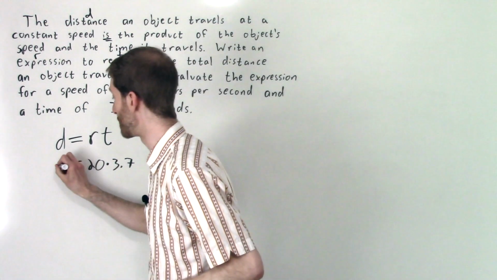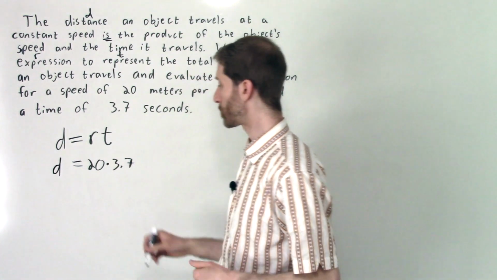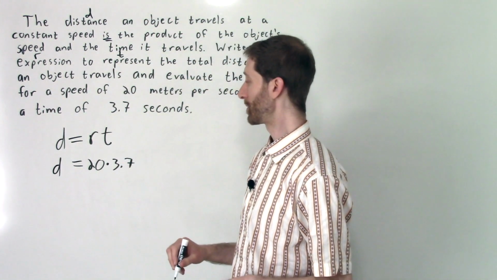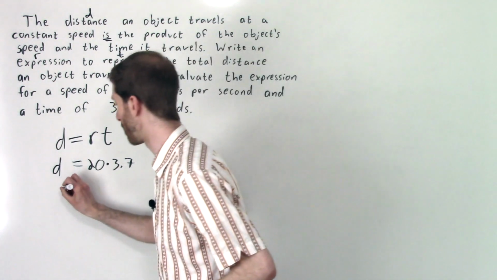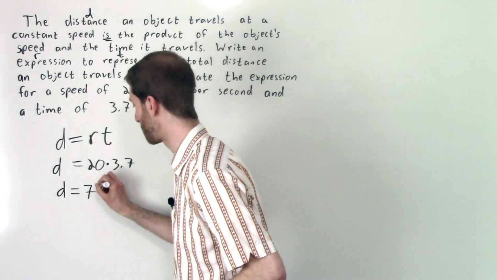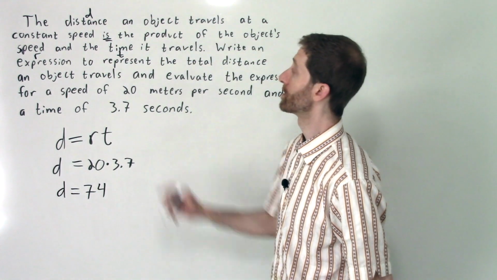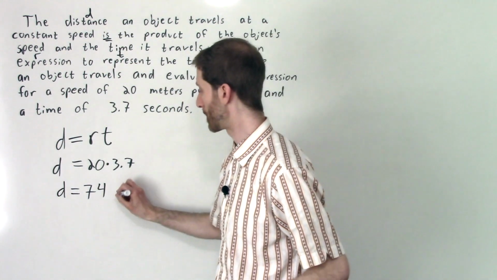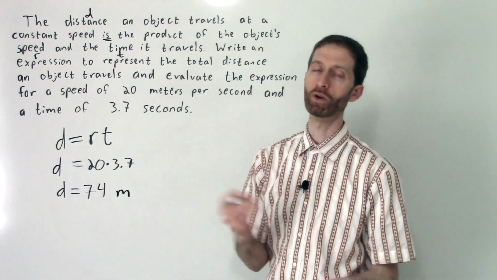Now remember, we still have d. So d is equal to 20 times 3.7, a little bit of mental math. I believe that's going to be 74. So d is equal to 74. And we know that the units, since it's distance that we're finding and it's meters per second, it's going to be in meters if you really want to have correct units.